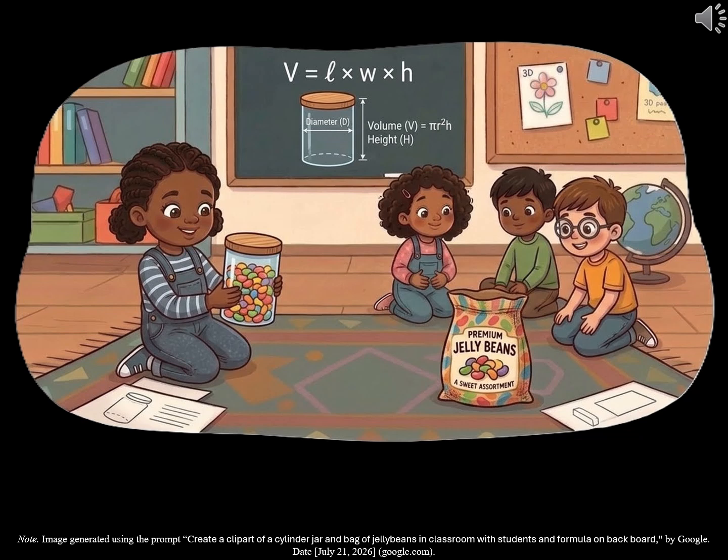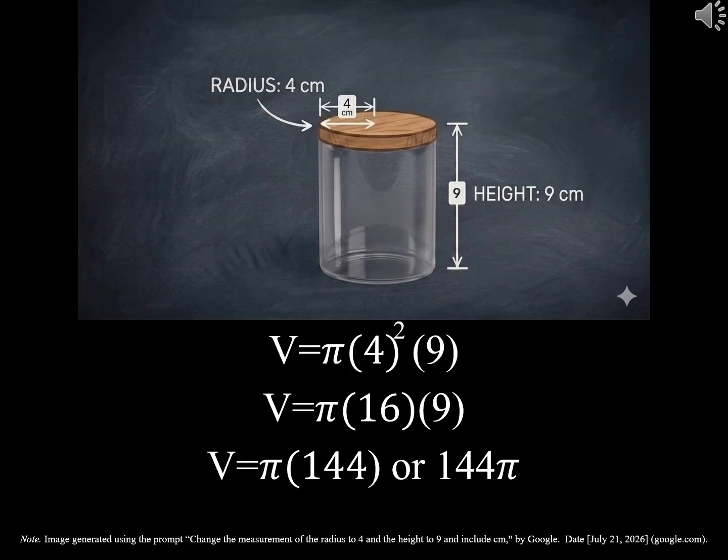Now, today in our classroom, we need to find out how many jelly beans can fit in a cylinder. So we've got to find the volume of the cylinder, and then we've got to figure out how many jelly beans we need in order to fill that all the way full. The cylinder that we have today for our jelly beans has a slightly different measurement than our practice cylinder did earlier. It has a radius of 4 centimeters and then a height of 9 centimeters.